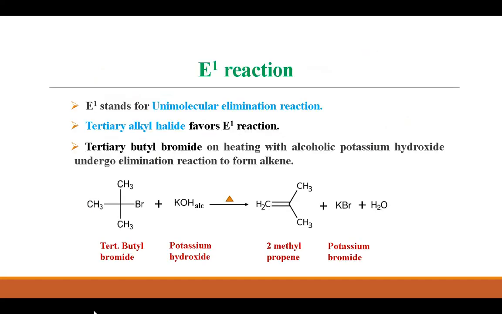E1 reaction. E1 stands for unimolecular elimination reaction. Usually tertiary alkyl halide favors E1 reaction. See the example: when tertiary butyl bromide, which is a tertiary alkyl halide, is heated with alcoholic potassium hydroxide, it undergoes elimination reaction to form an alkene, that is 2-methylpropene.